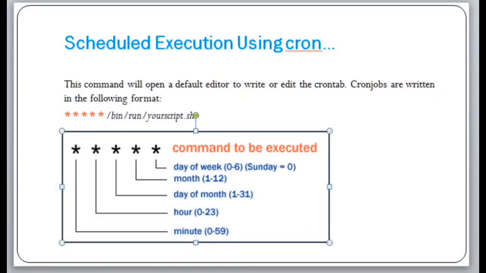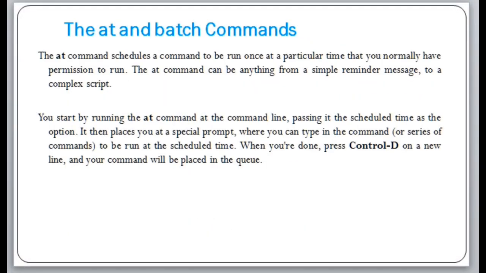Let's go back to our PowerPoint and let's actually check out the at command. So the at command schedules a command to be run once at a particular time that you normally have permission to run, okay? So at commands are only going to run one time. Cron jobs will run every single time for the date, time, and month, etc. that you specified. The command can be anything from a simple reminder message to a complex script. You start by running the at command at the command line, passing it the scheduled time as the option. It then places you at a special prompt where you can type in the command, or a series of commands, to be run at your scheduled time. When you're done, press Control-D on a new line, and your command will be placed in the queue.